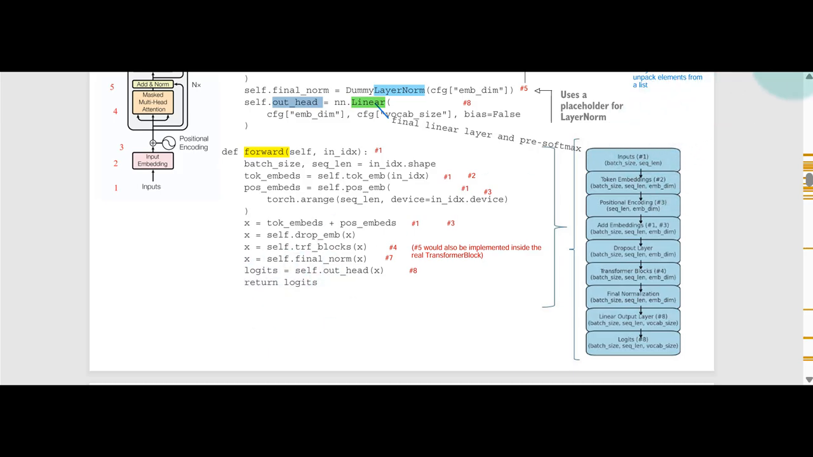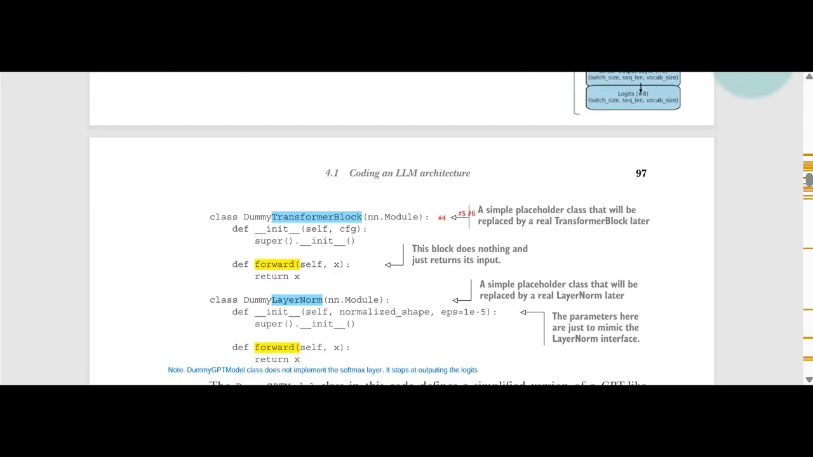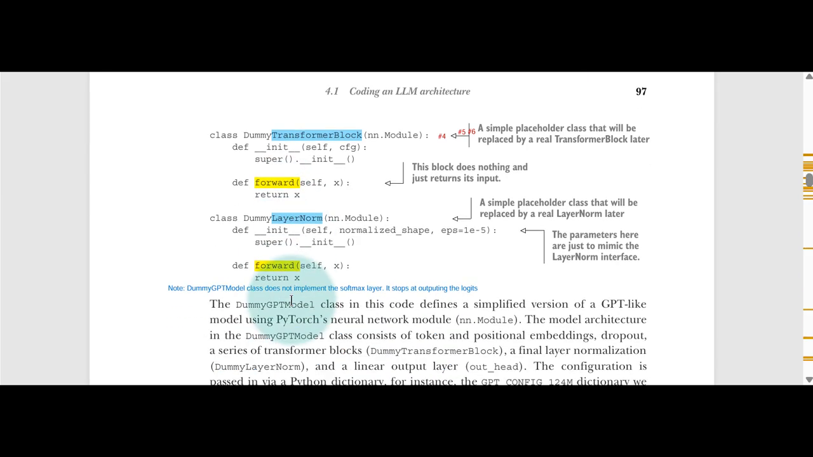Okay, so that's a general overview. We'll see more detail as we go through this. We also have included the class definitions for the transformer block and the layer norm. A little note here: the GPT model class does not implement the softmax layer. It stops at outputting the logits.